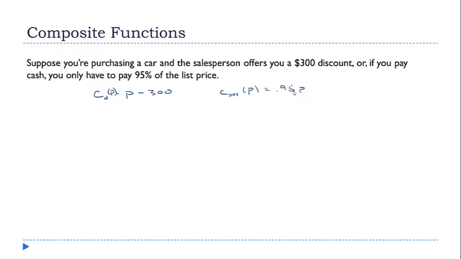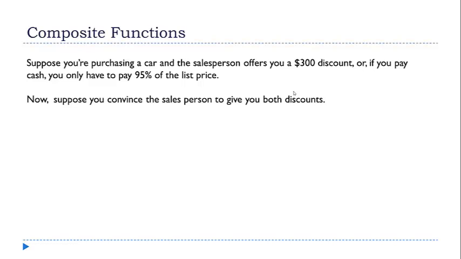All right, so now I've got two functions, one for each of the two scenarios. So now let's look at this situation. Suppose you convince the salesperson to give you both discounts. I want to come up with a new function that tells me what the cost is based on the list price, P, if both discounts are applied at once. So let me put my discounts up here again. The first one was P minus 300, and the second one was 0.95 P.